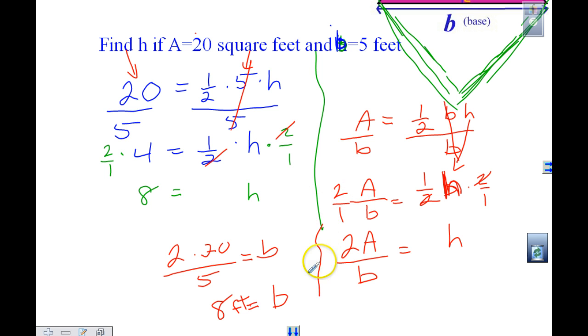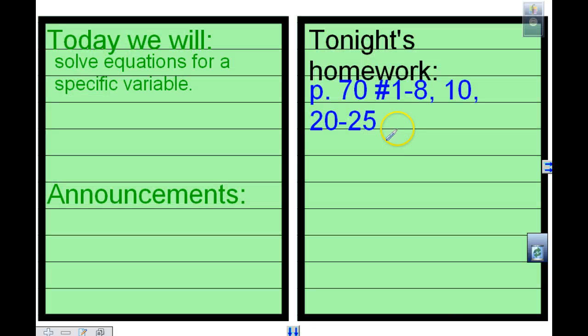So if you get stuck at first with the variables, try it without. Try it with just regular numbers. It might make it a lot easier. Okay. I'm going to leave you with that. You guys have your homework, which is this.